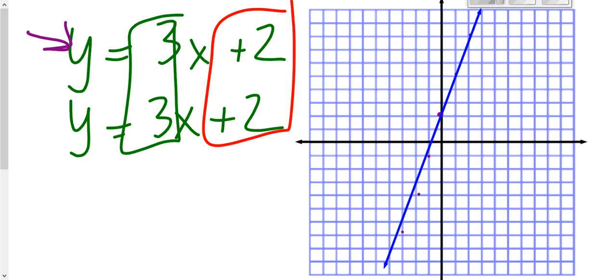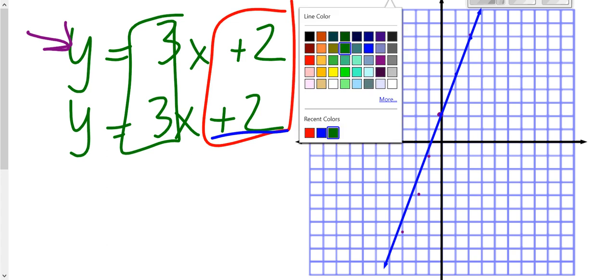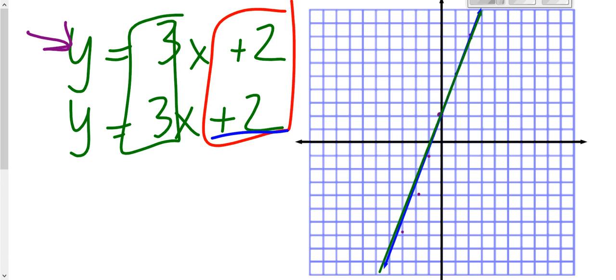And then I can do my second line. So I'm also going to start at a positive 2. And then I'm going to go up 3 over 1, up 3 over 1. What are you noticing here? I'm going to be plotting my line right on top of the other one. That's the difference that y-intercept makes.